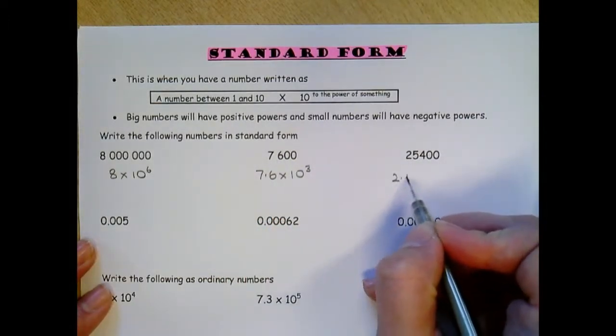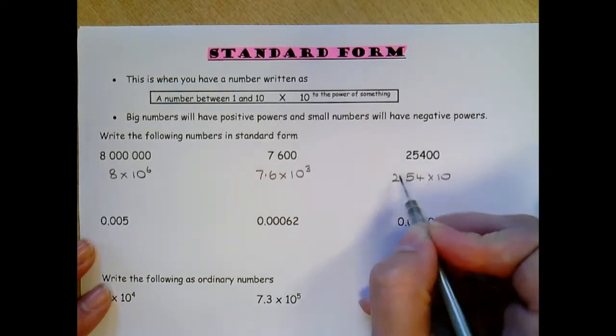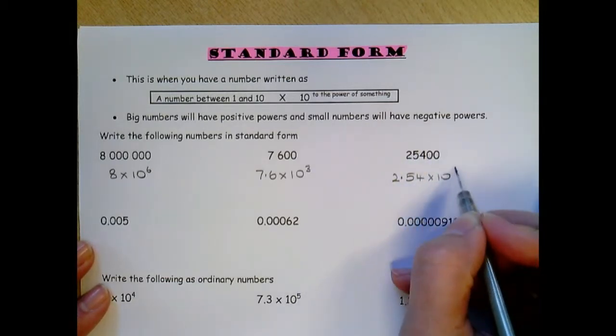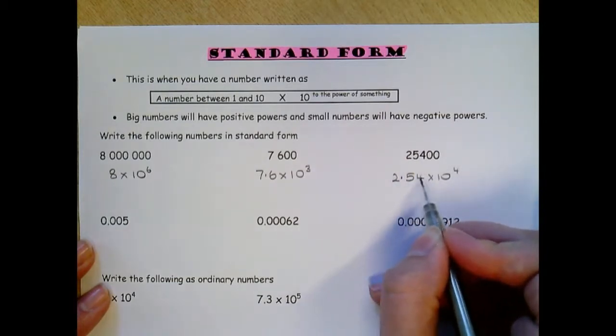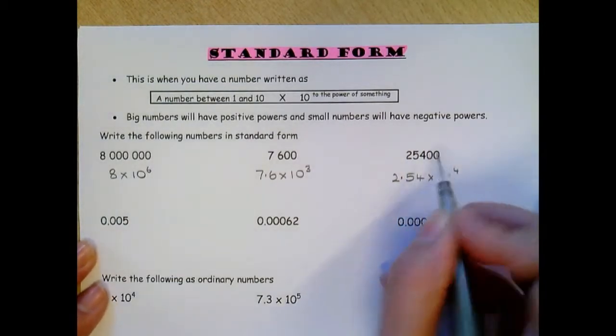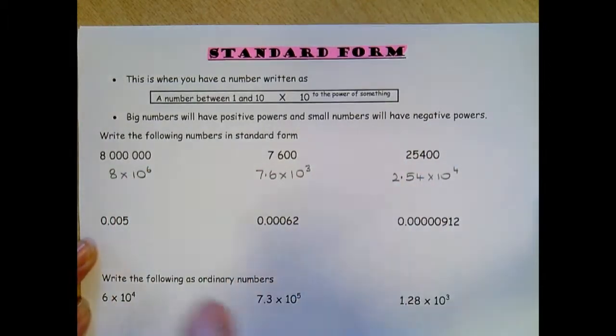This one would be 2.54 at the start, and then times 10 to the power of, and you're putting the point between the 2 and the 5, so that would be times 10 to the power of 1, 2, 3, 4, to get it from being 2.54 to being 25,400. So those were all big numbers, so all of the powers were positive powers.